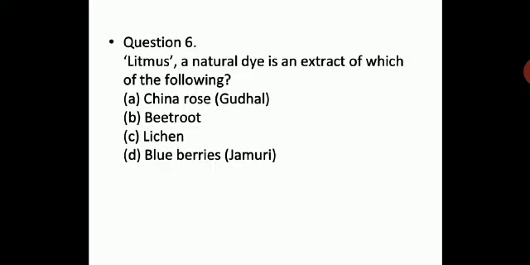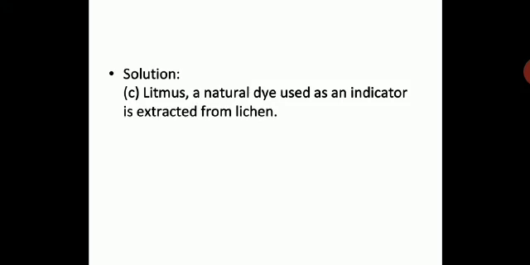Then question number 6. Litmus, a natural dye, is an extract of which of the following? We have already discussed in the previous session. You all know the answer, children. China rose, that is Gudhal. Beetroot, lichen, blueberries, that is Jamun. So it's a natural dye. It's obtained from lichen. So option C is correct. Litmus, a natural dye used as an indicator, is extracted from lichen, and it gives a very good color change in acid and base. And you should know the color change we have discussed.